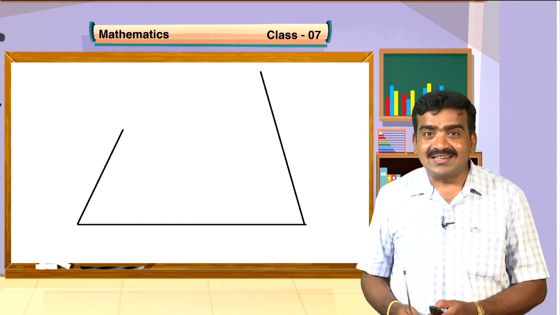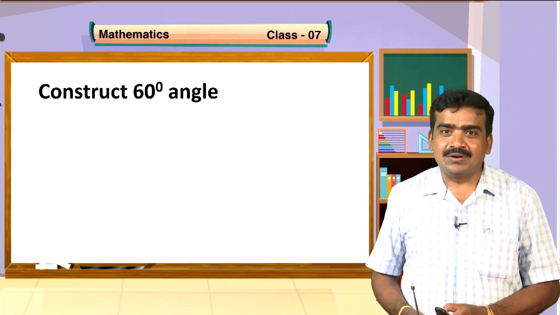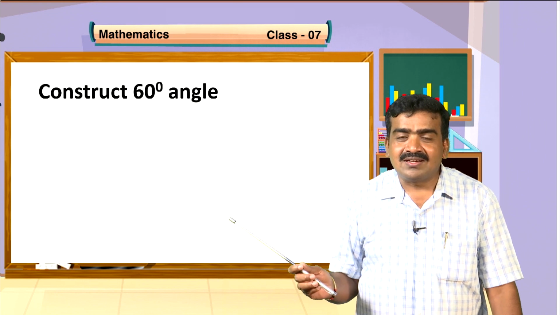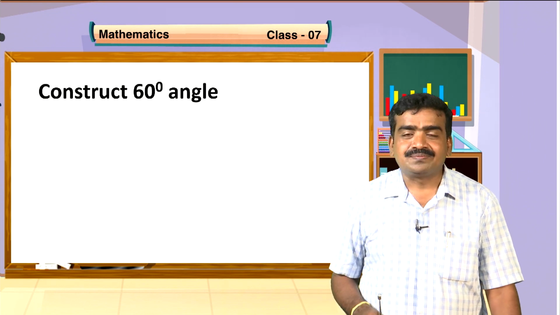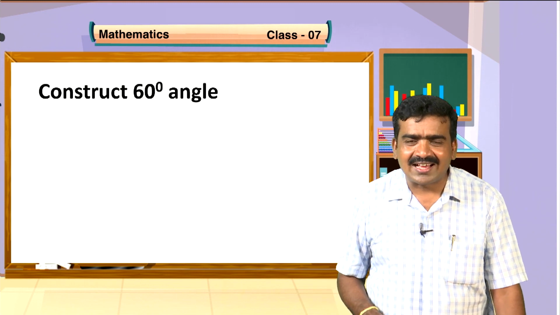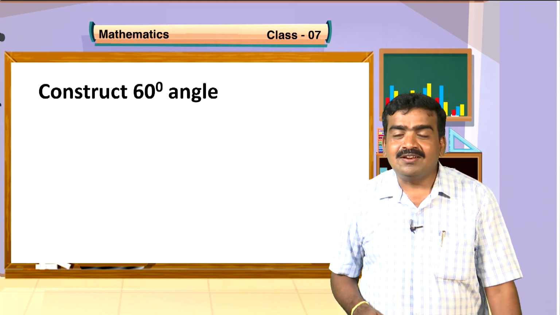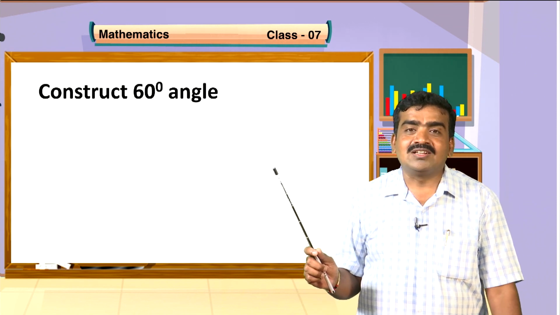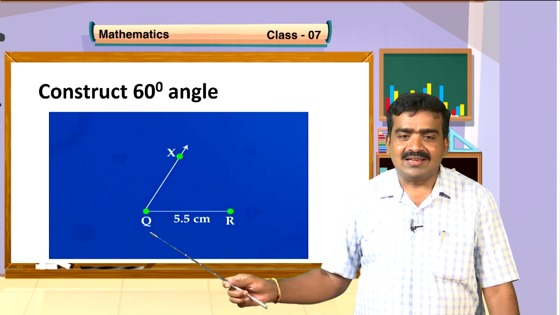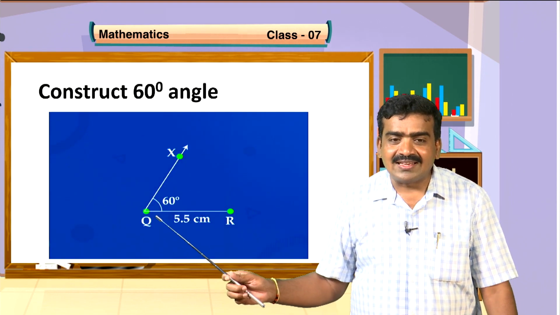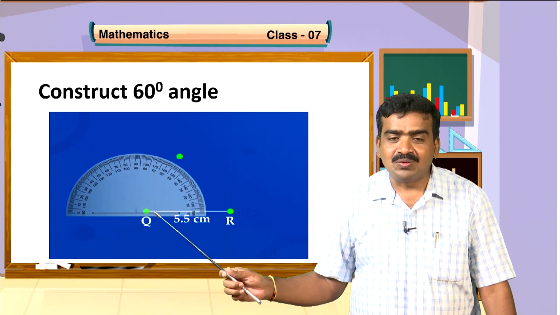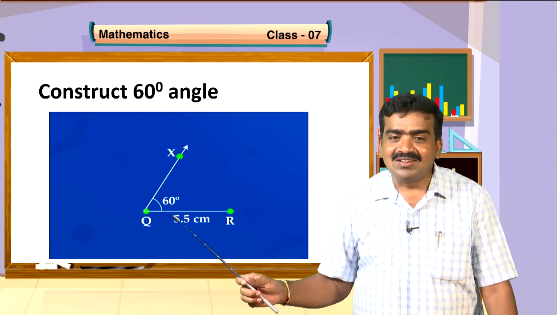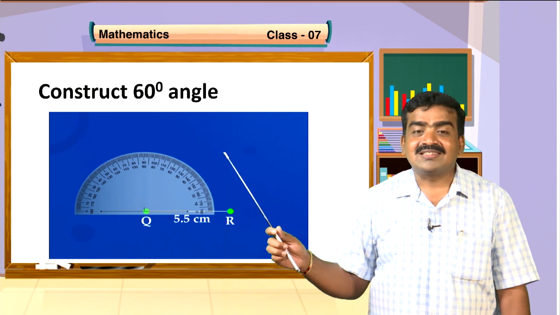Shall we construct some angles? Yes, please get ready. Now, construct a 60 degree angle by using the method I have taught you just now. What do we have to do to construct a 60 degree angle? We have to draw a line, the baseline, and you have to point the mark where the angle should be constructed. So, here like this, if you want to construct the angle 60 degree at Q, then what do we have to do? We have to take the protractor and mark the 60 degree angle, then draw the line, and we will get 60 degree.